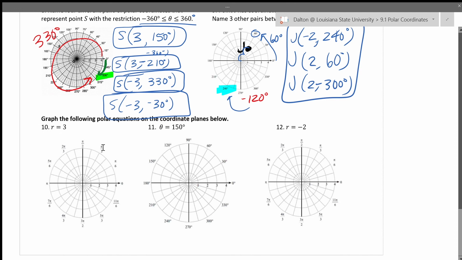Number 10 is r equals 3. So I want you to think about what this means. I want you to think about all of the coordinates that you could possibly graph that would have the r value equal to 3. So let's start basic. If I looked at 0 degrees, so if I started at 0 in my angle, and this would be the coordinates r of 3, oh, it's in radians, so r of 3, angle would be 0.